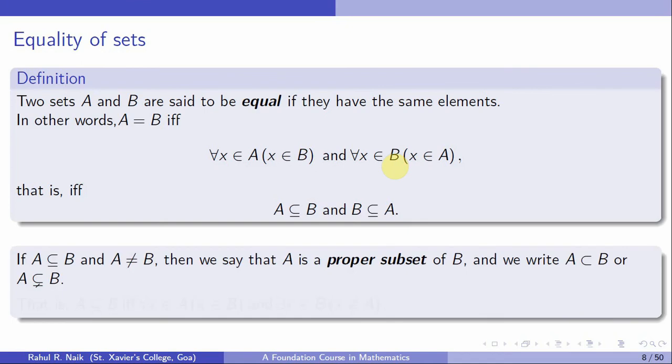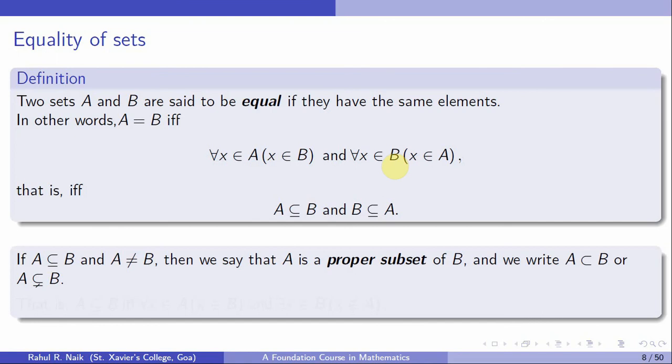Then we define something called a proper subset. In the previous term, while defining a subset, I said that when we define A as a subset of B, we visualize A as a smaller set than B, and it is contained in B.